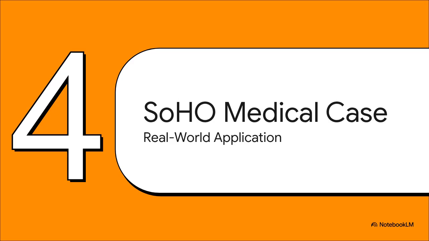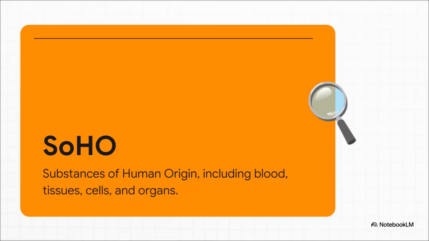All right, section 4. Let's look at a real-world example, the SoHO medical case. SoHO stands for substances of human origin. We're talking about blood, tissues, cells, and organs that are used in critical medical therapies and transplants. When you're analyzing policy documents, strict regulations, and medical reports about these human substances, absolute precision isn't just a nice bonus. It is incredibly critical.